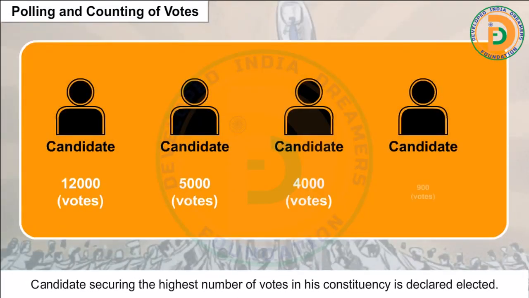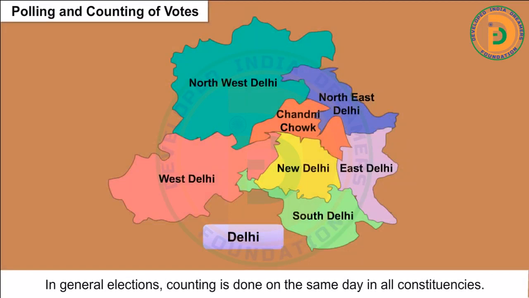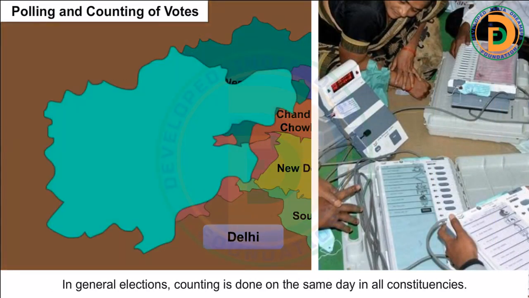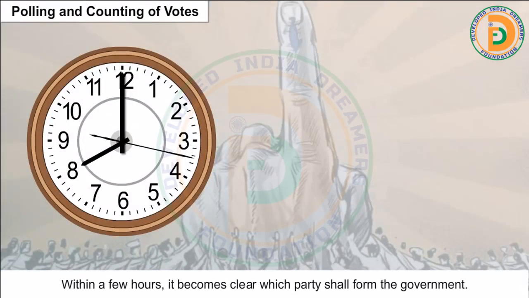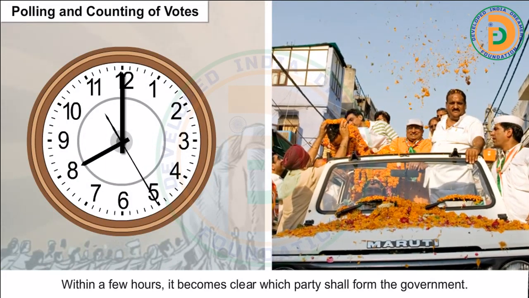The candidate securing the highest number of votes in his constituency is declared elected. In general elections, counting is done on the same day in all constituencies. Within a few hours, it becomes clear which party shall form the government.